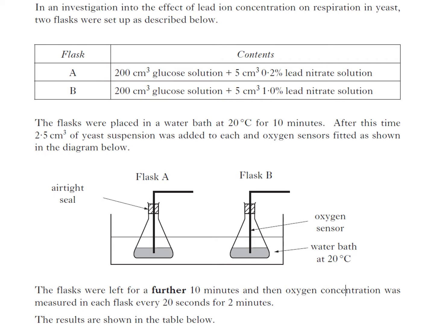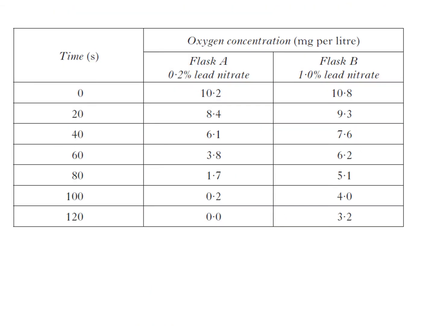The flasks were left for a further 10 minutes and then oxygen concentration was measured in each flask every 20 seconds for 2 minutes. Here we go. Right, so we've got our time going up to 120 because that's our 2 minutes, because it's in seconds. We've got Flask A with 0.2% lead nitrate and Flask B with 1% lead nitrate. And what we're looking at is the oxygen concentration in milligrams per litre, mgs per litre.